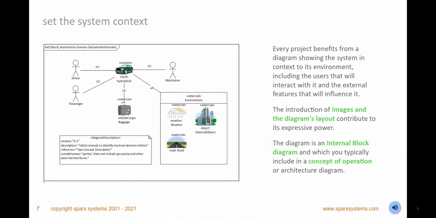Set the system context in a concise and descriptive diagram that creates an overview of the system and its environment, including in this example, weather and road conditions. Add images to create a compelling story that will make the diagram more appealing to stakeholders, who may be unfamiliar with the system's modeling language.